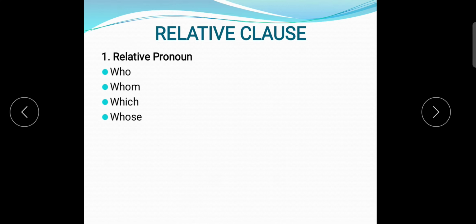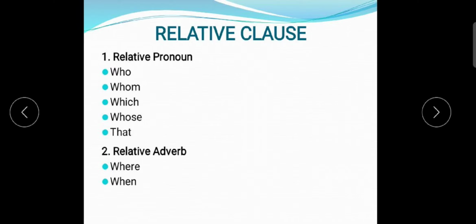There are two types of relative clause. They are relative pronoun and relative adverb. Relative pronouns consist of who, whom, which, whose, and that, while relative adverbs consist of where and when.